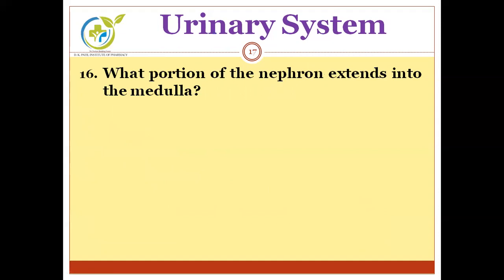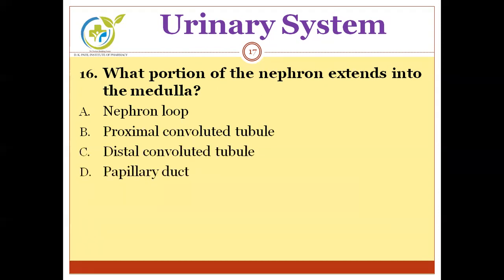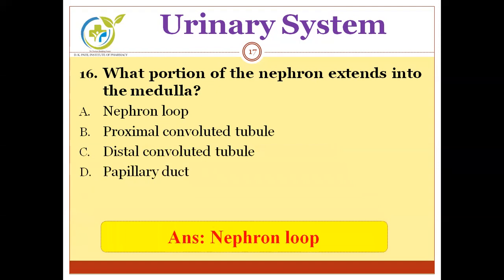Next, what portion of the nephron extends into the medulla? Nephron loop, PCT, DCT, papillary duct. We have to find out which part of the nephron extends into the medulla. The correct answer is nephron loop, which is also called the loop of Henle, which comes under the medulla region. And the PCT, DCT, and collecting tubule come under the cortex region, not in the medulla.